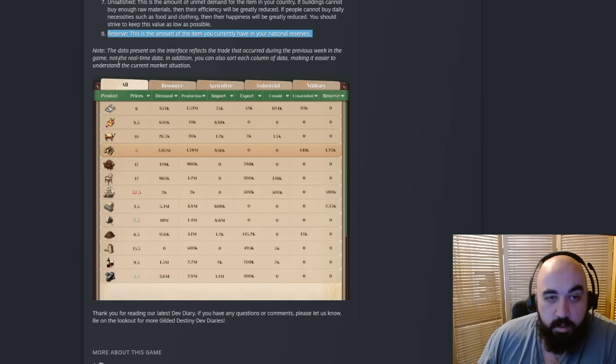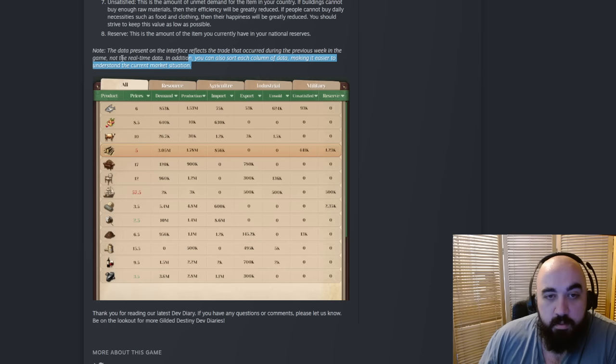Okay. So you can track each column of data, making it easier to understand the situation. Not real-time market data? You can also sort.